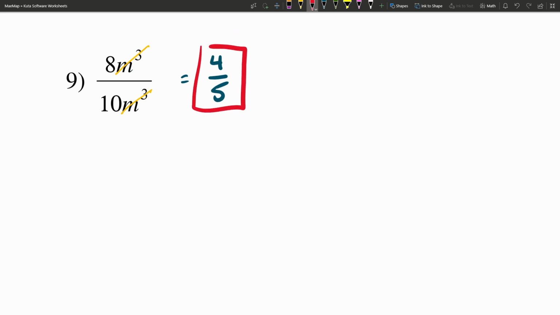If you want to see that division and exponents work out, m cubed over m cubed is m to the 3 minus 3, which is m to the 0. And any base that's a real number raised to the 0 is going to be equal to 1. So m to the 0 is 1. And 1 times 8/10, when simplified down, is 4/5.